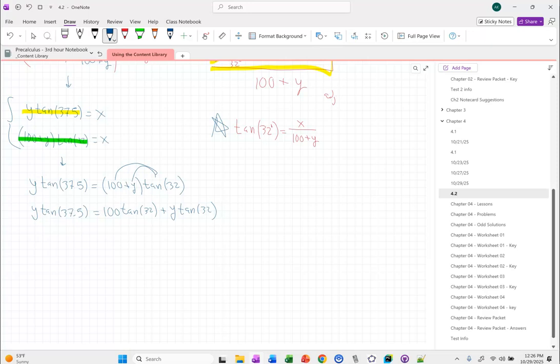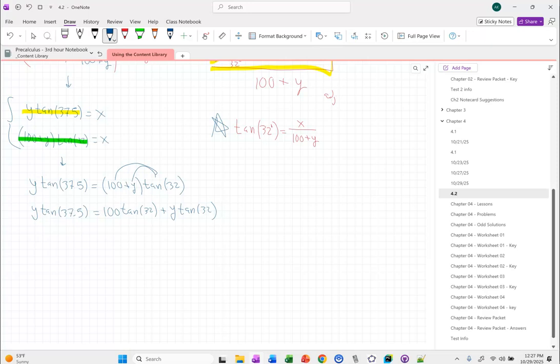Wait, can you not put 100 times tangent 32? Can I not make it a full number? You can make it a decimal if you want to. I'm going to hold on to all that till the very end, just because it makes the arithmetic a little neater if I don't have crazy decimals running around in my problem. But yes, that's a nice observation: those tan 32s and tan 37.5s are just numbers. They're crummy decimals that fill up your whole calculator, irrational numbers, but they're just numbers.